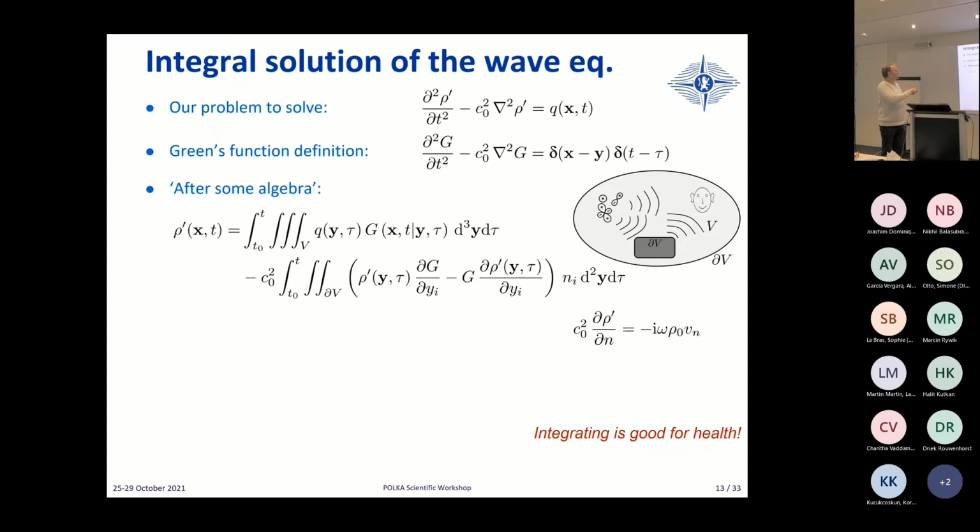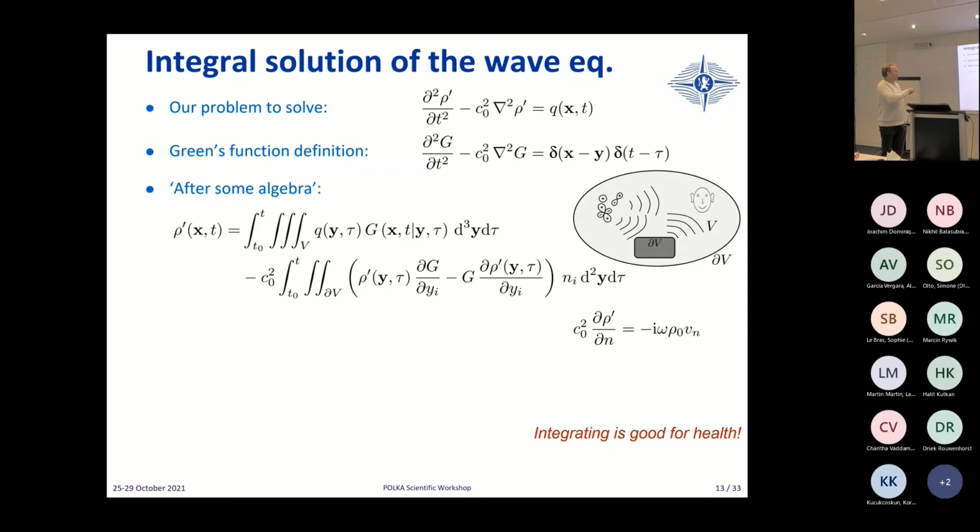So how do you proceed? You take the first equation, you multiply it by the Green's function, and you integrate it over a certain control volume V, that contains the sources, that contains the listener, obviously, and that might contain also what we will consider to be hard reflecting surfaces. Okay, so we define our control volume.